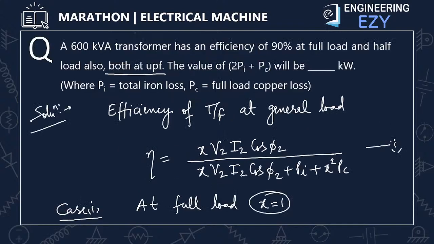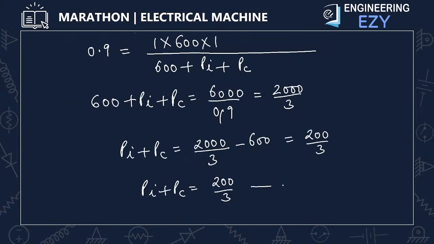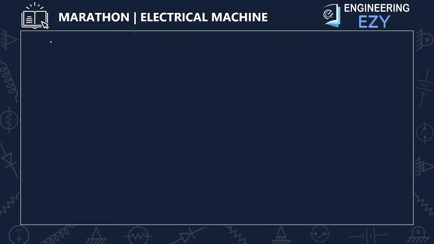I am marking this as the second equation. Now, Pi plus Pc is 200 by 3. In the second case, Case 2, at half load, X is equal to 0.5 or 1 by 2. Again, the efficiency is the same.